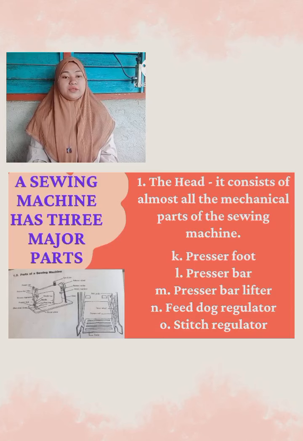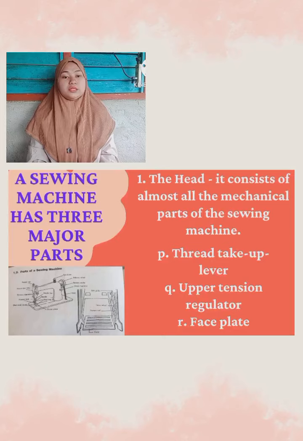Then the feed dog, a tooth-like metal that moves the fabric while you are sewing. A stitch regulator controls the length of the stitches you make. Next is the thread take up lever, which pulls and pushes the thread to stitch easily. And then the upper tension regulator, which controls the tightness or the looseness of the thread. And then the last is the face plate, which covers the needle bar and the presser bar. It is located at the left side of the head.